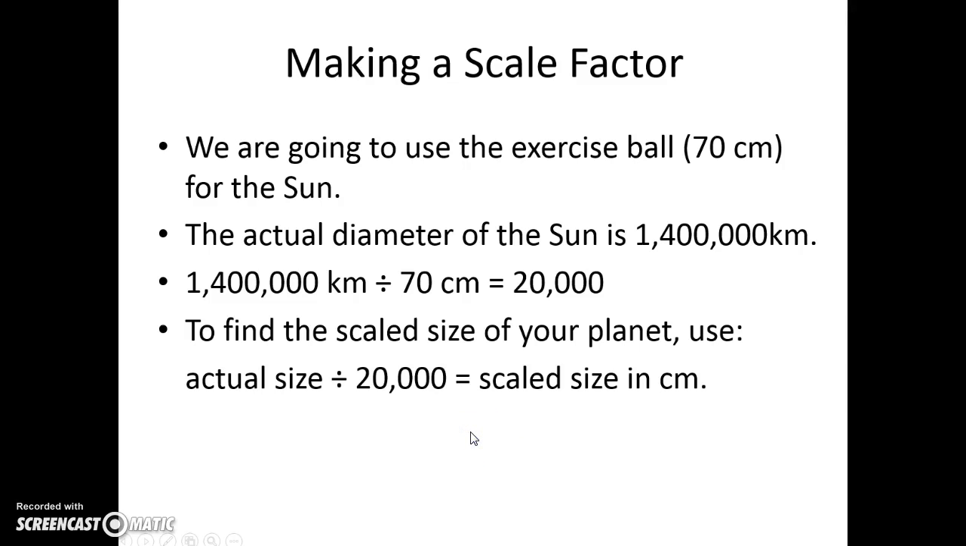Now, we need to do some math in order to figure out how to get the exercise ball to represent the sun and have it be accurate. So, the equation that we're going to use is right here. I have looked up for you that the actual diameter of the sun is 1,400,000 kilometers. That's very big. We need to make it fit inside the classroom. So, we're going to use this equation. 1,400,000 kilometers divided by 70 centimeters gives us the number of 20,000. This is called a scale factor. This is what we're going to divide by.